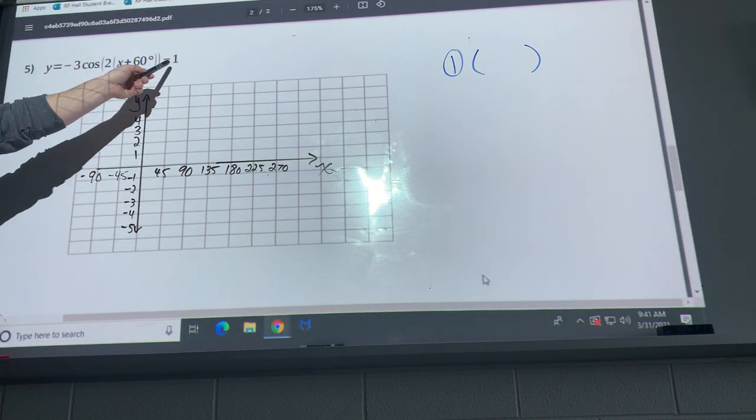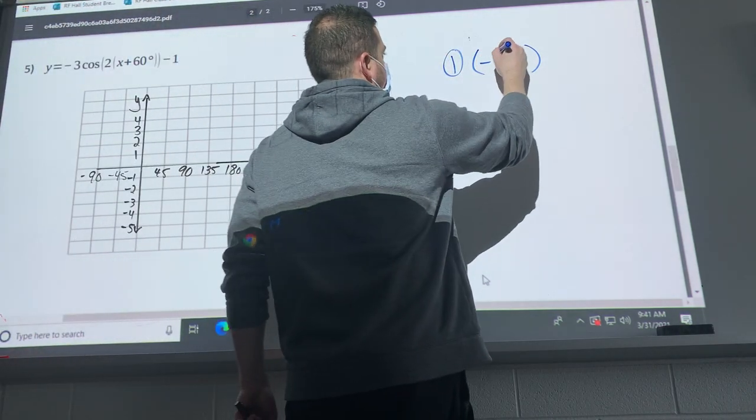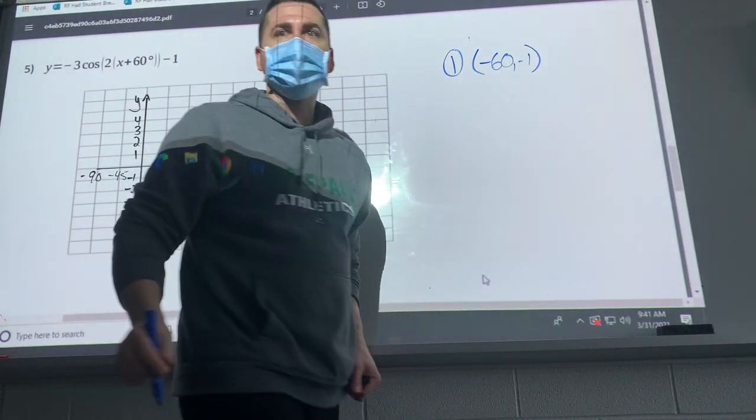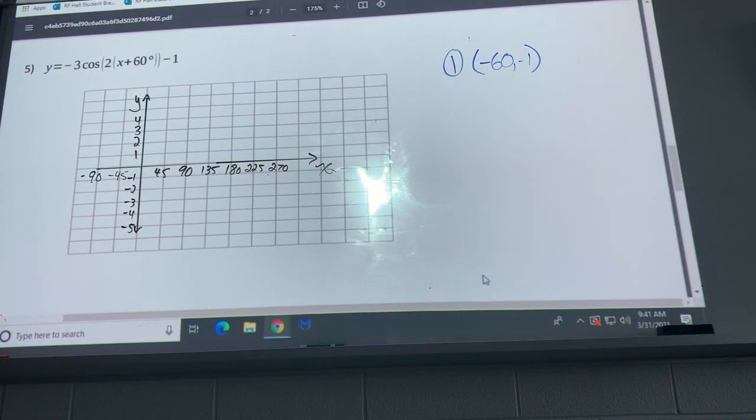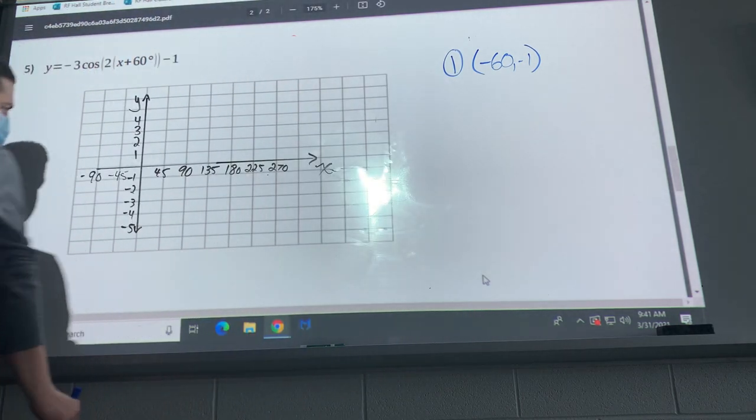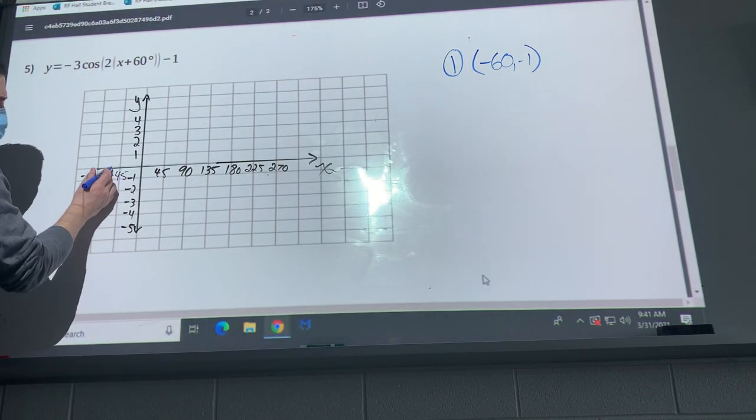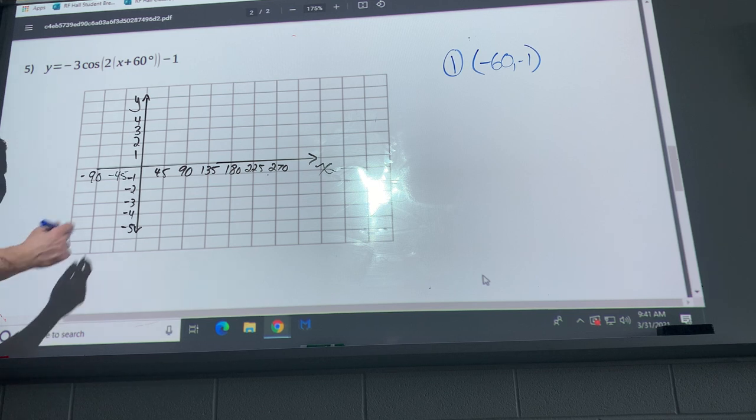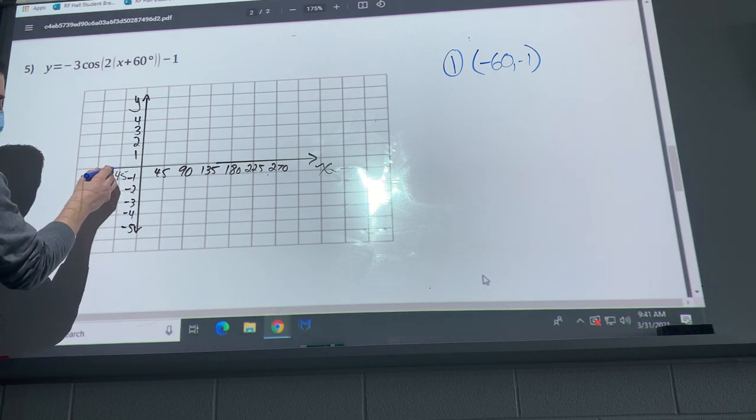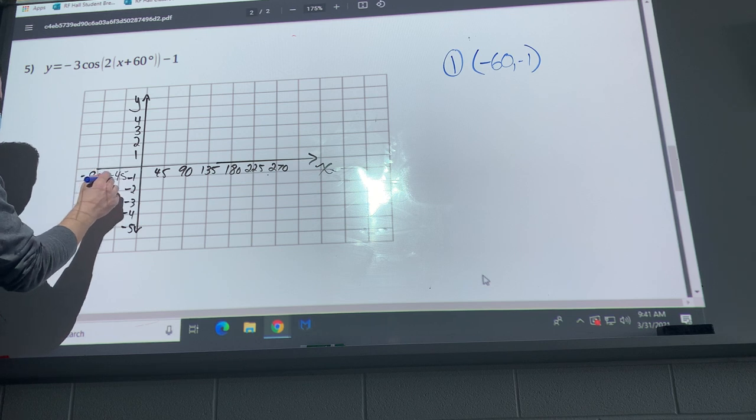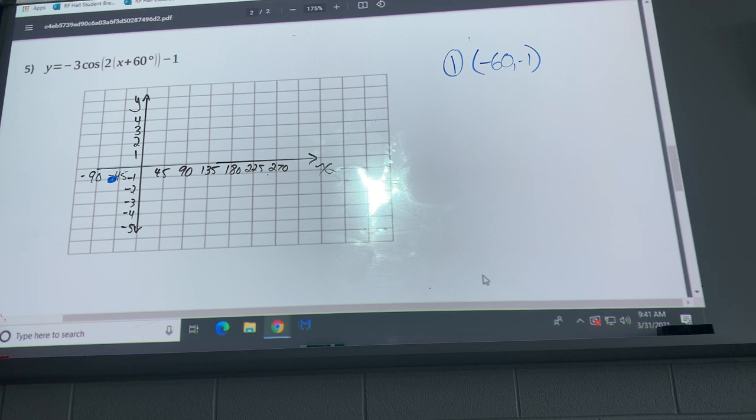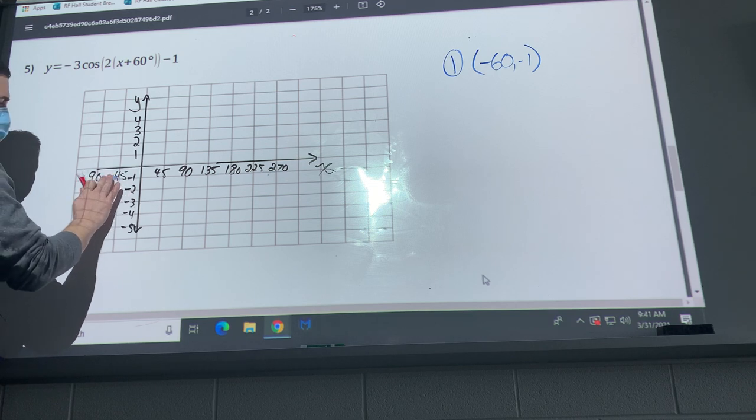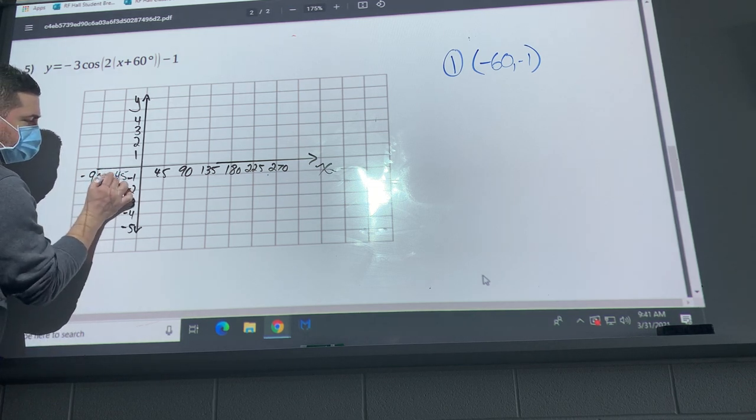Okay, so negative 60 and negative 1. You notice that it doesn't really line up with any of the points that I have, so just estimate it. Negative 60 is a little bit closer to negative 45 than it is to negative 90. So I'm going to put my first point about here. Negative 60 is about here.